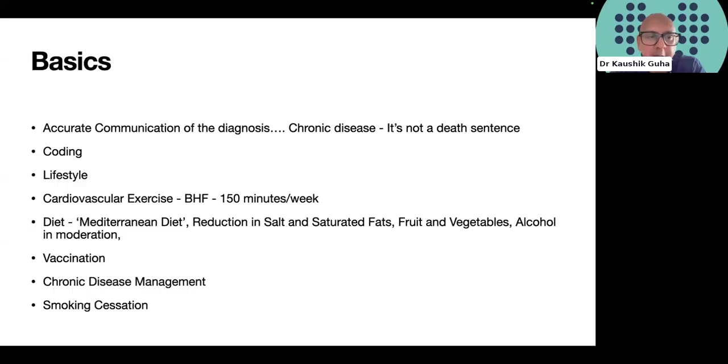Primary care know more about vaccination, but clearly there are a number of pieces of guidance about vaccination, about circulating viral disease. Chronic disease management, i.e. infrastructure and annualized reviews, and potentially smoking cessation for that subgroup of patients who continue to smoke.